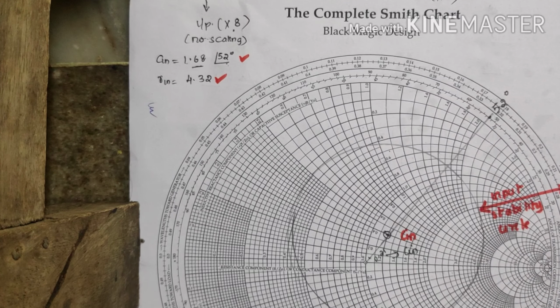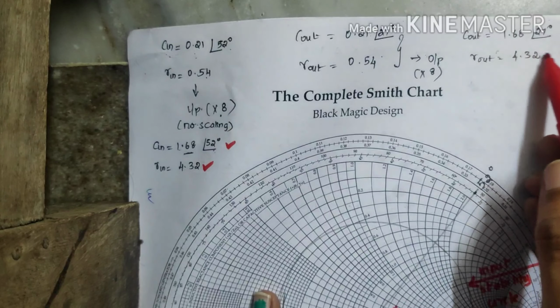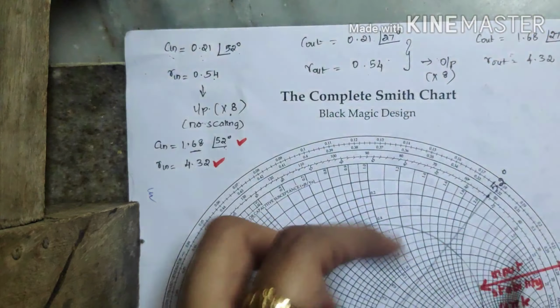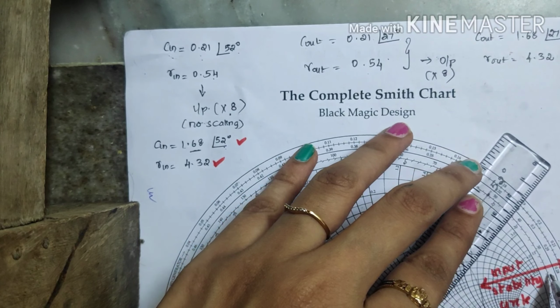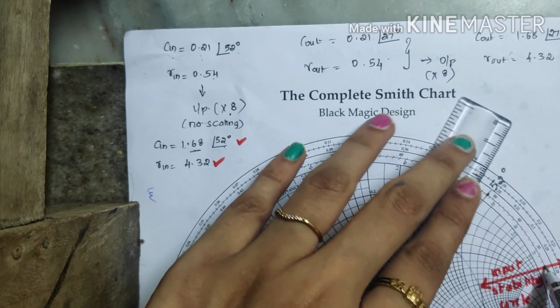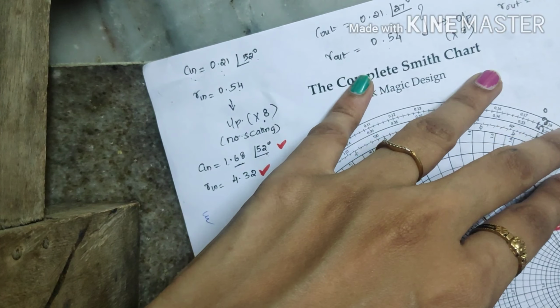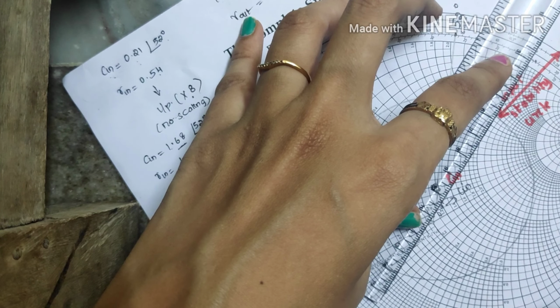Now draw the output stability circle in a similar way. See what is C out. So it is 1.68. The angle is 27 degrees. So mark the 27 degree angle. So 0, 20, 22, 24, 26, 28. So 27 will be here. So join the 27 degree angle to the center.